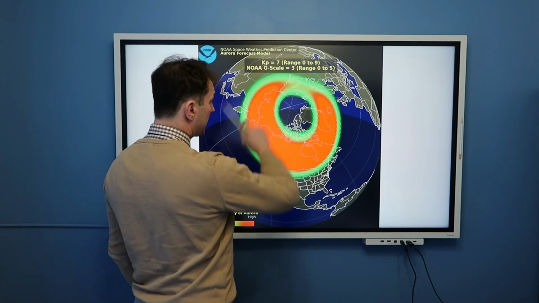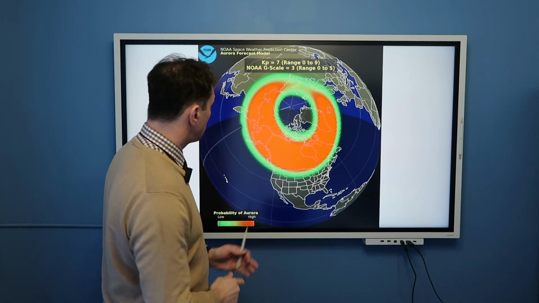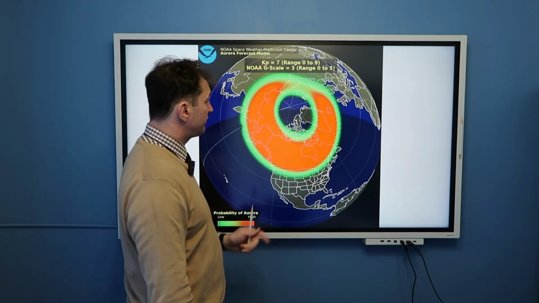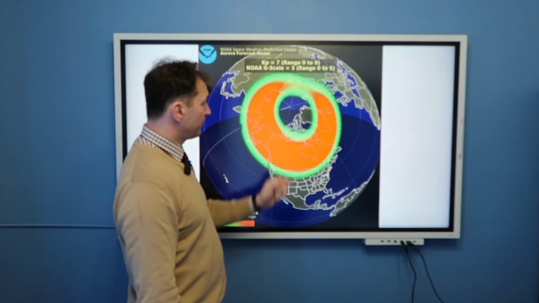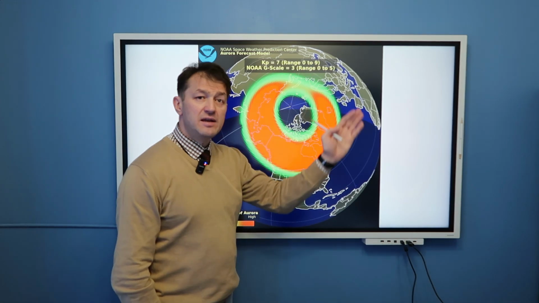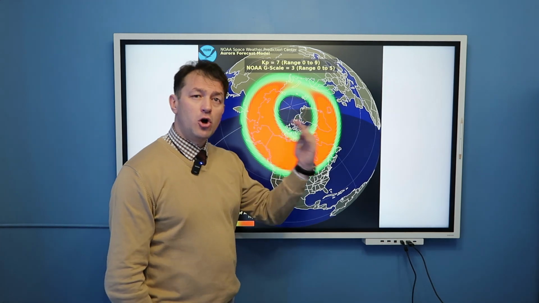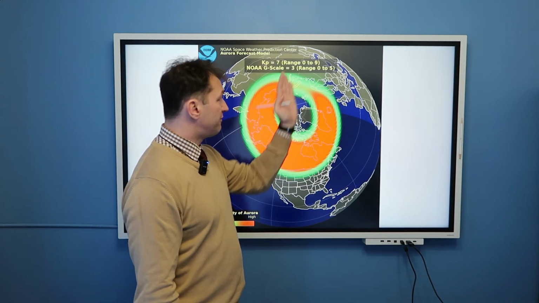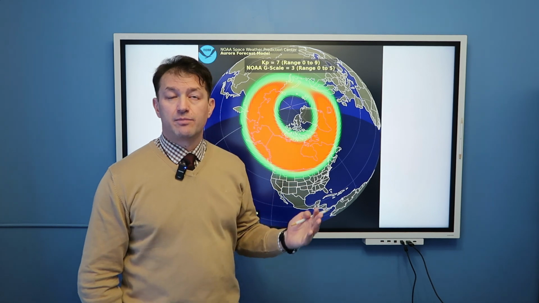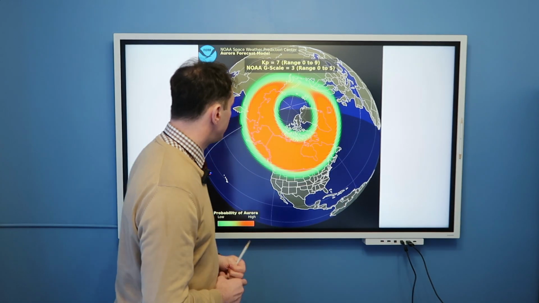And the forecast is usually given in terms of the so-called KP index, which ranges between 0 and 9. 0 to 3 is very, very low probability. 3 to 5, low probability, and then between 5 and 9 is higher probability. The closer we are to 9, the higher the probability.